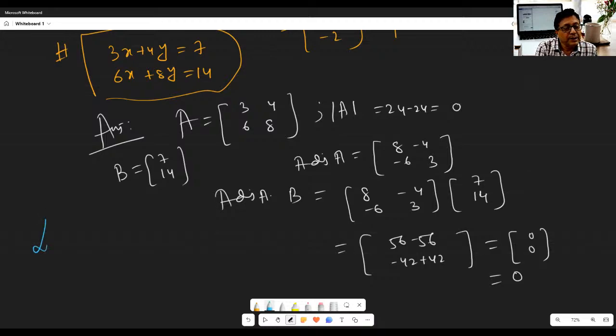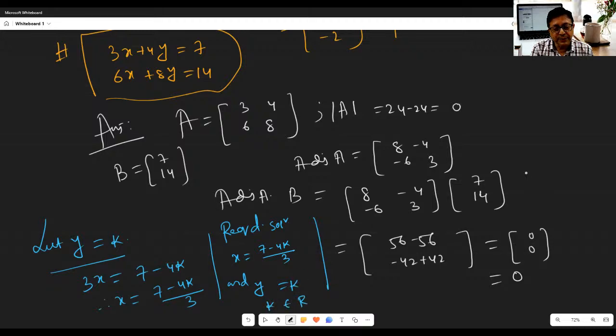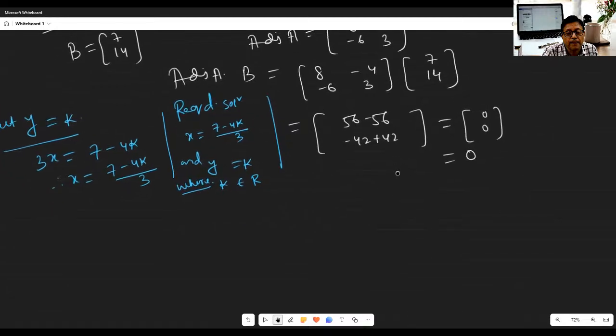Now to find the solution, let y equal to k. Then 3x is what? So x is 7 minus 4k divided by 3. So what will be the final answer? Required solution, you will write x equal to 7 minus 4k by 3 and y equal to k, where k belongs to R. Am I correct? Hope you have understood. Let us take another textbook sum. It's clear?